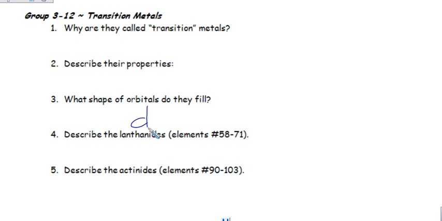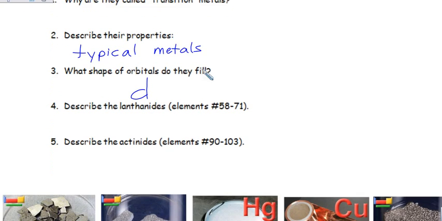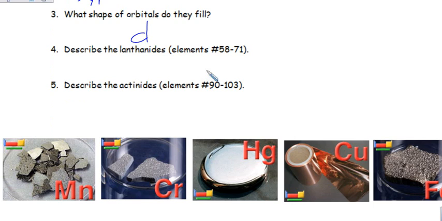Now, in general, this is where you find your typical metals, and let's just put that, their properties. Typical metals. When you ask me to think about a metal, these are the elements that I think about: manganese, chromium, mercury, copper, iron, zinc. They're ductile and malleable. They have luster. They have high melting and boiling points. They're great conductors of heat and electricity. When you ask me to think of a metal, I think about transition metals.